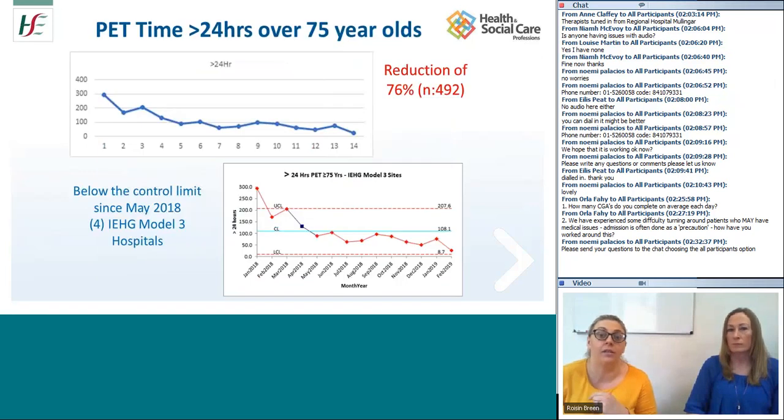And as we look at this graph from IEHD, this is 4 Model 3 hospitals from IEHD. And you'll see that the trend for the PET times for people over 75 years of age over 24 hours has come down since May 2018, which is when all the frailty was implemented in those 4 hospitals. And it's not a coincidence. As you can see, there is a trend. We've been below the control limit since May 2018. And once you have a trend of, I think, 6 or 7 dots below the control limit, then it's counted.